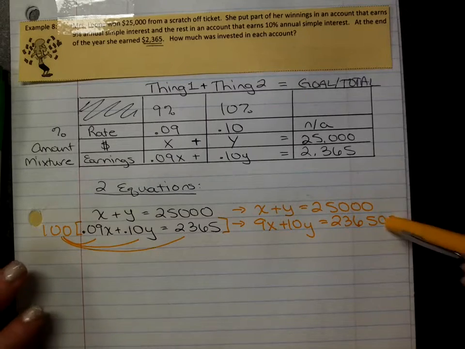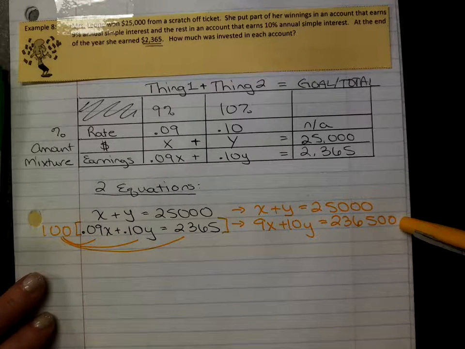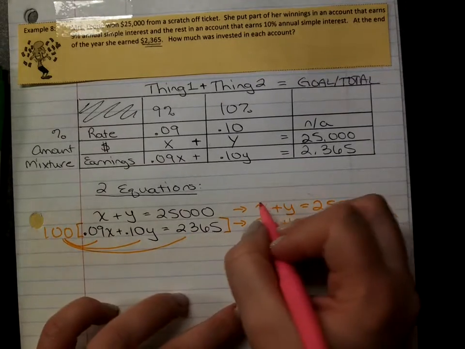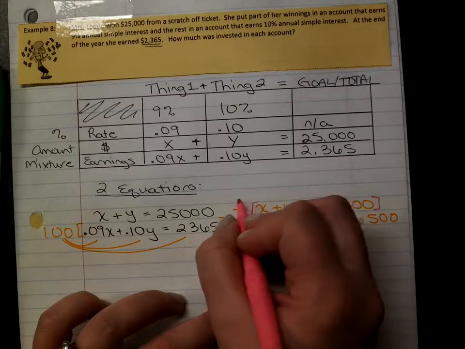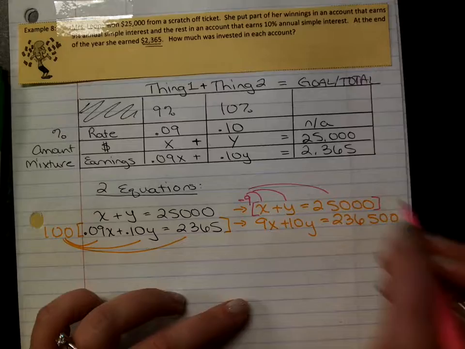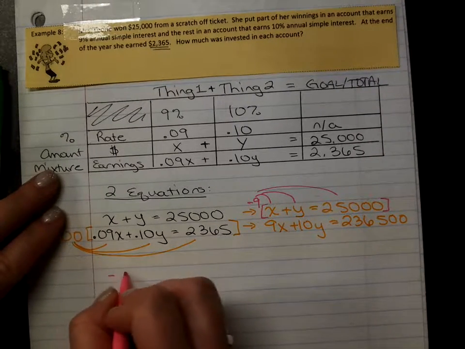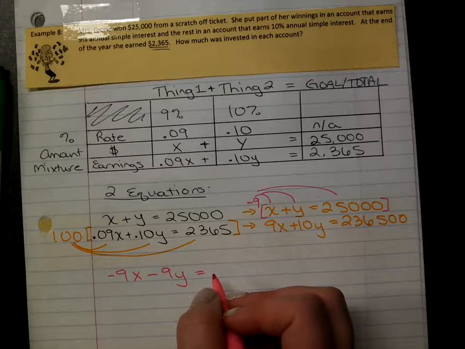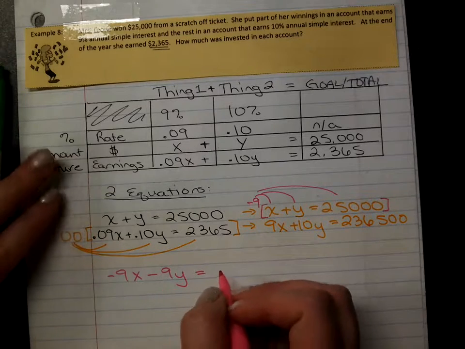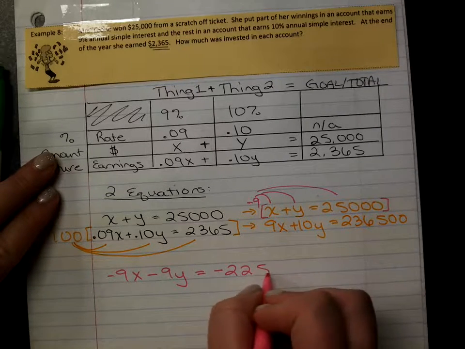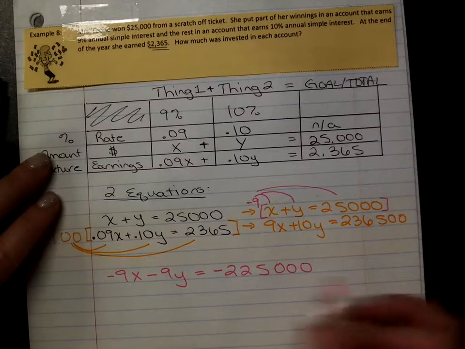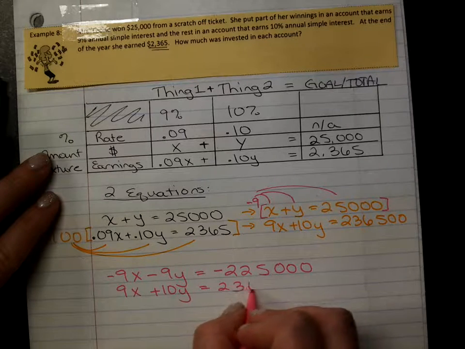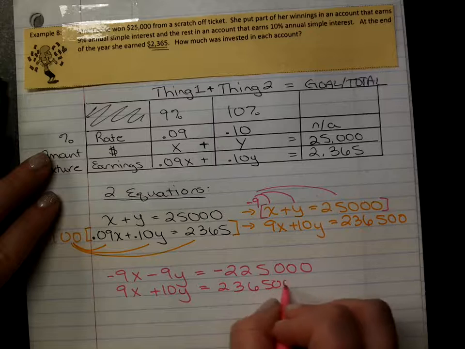With these two new equations, I'm going to use substitution or elimination. I'm going to choose elimination, and I'm going to choose to eliminate the x values. So I'm going to multiply this top equation by -9, and every piece of it will get multiplied by -9. That makes -9x minus 9y, and I have to do 25,000 times -9 in the calculator. That gives me -225,000. The bottom equation stays the same, 236,500.